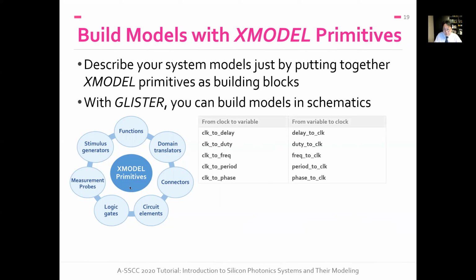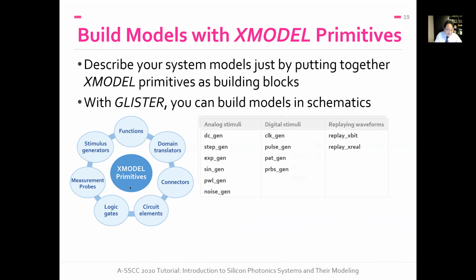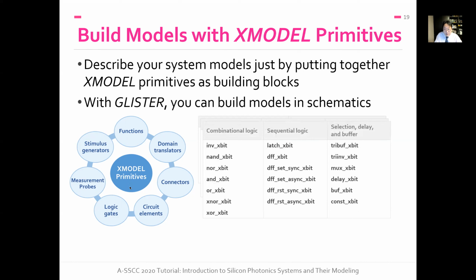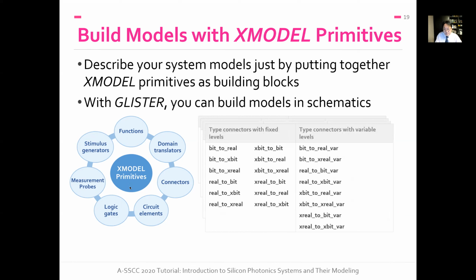Some of them are for modeling timing circuits, like converting between clock and their properties. There is a set of primitives for modeling various stimuli. These are useful when building test benches. And there are primitives for modeling precise digital gates with precise timing. And then, since we are dealing with analog, digital, and of course optical, sometimes we have to convert between them. So there are primitives for connecting those types of signals.